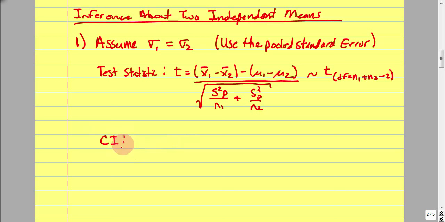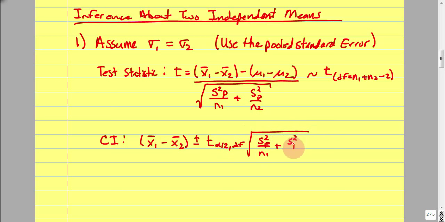So a confidence interval always has point estimate plus or minus margin of error. In this case, x bar 1 minus x bar 2 is my point estimate, plus or minus t, alpha over 2, with particular degrees of freedom. And we'll talk about those in a second. S squared p over n1 plus s squared p over n2. Now in this particular case, my degrees of freedom are the same as above, n1 plus n2 minus 2. So add the sample sizes together and subtract 2.